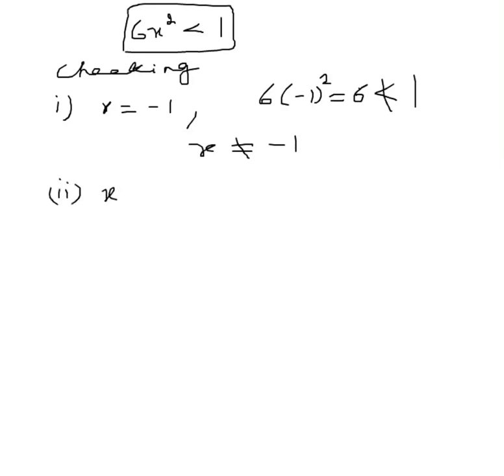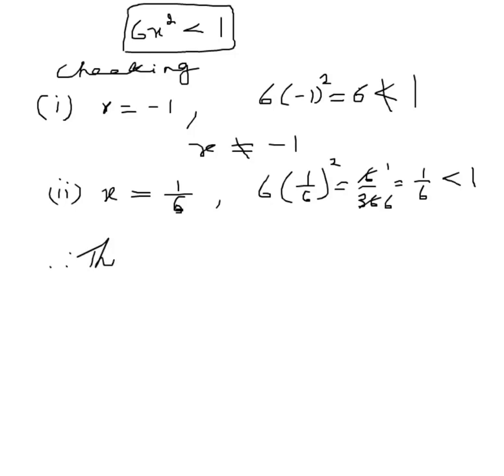Now we will check the second result. X is equal to 1 by 6. 6 times 1 by 6 the whole square, which is 6 by 36, which is equal to 1 by 6, and it is less than 1. Therefore, the solution is x is equal to 1 by 6.